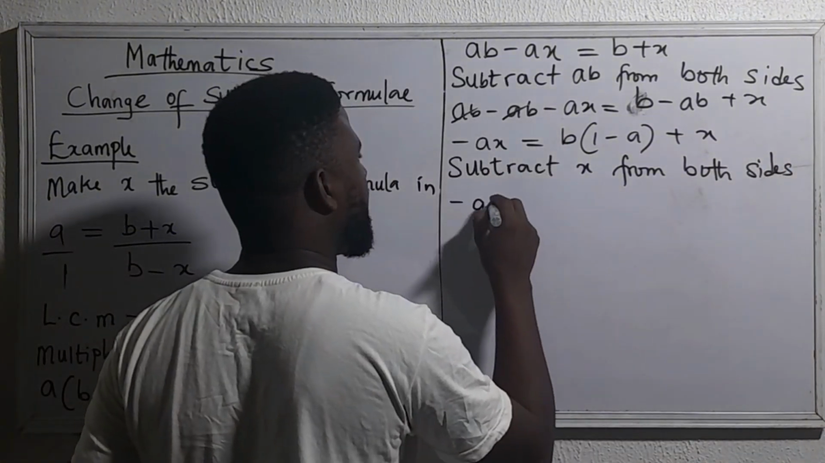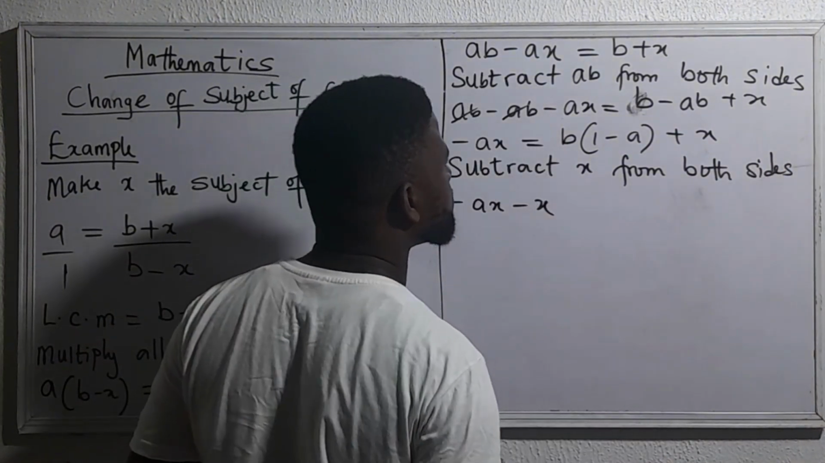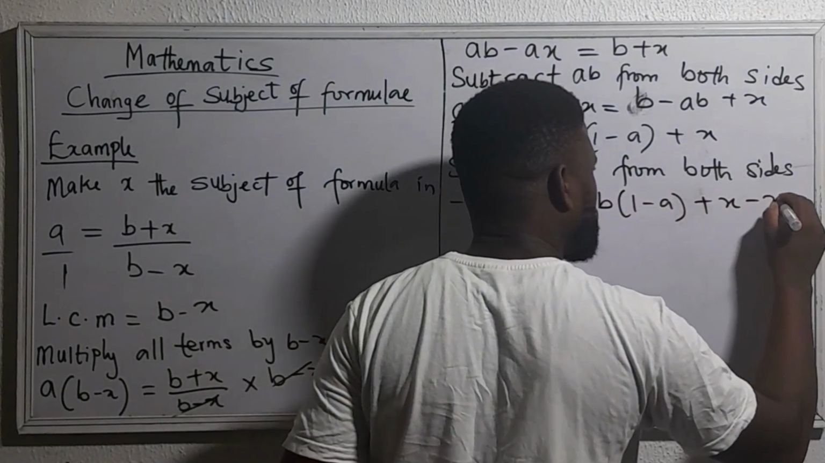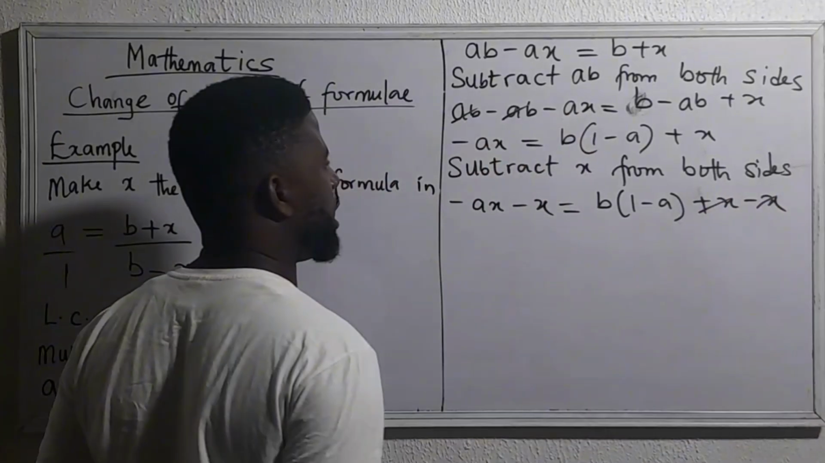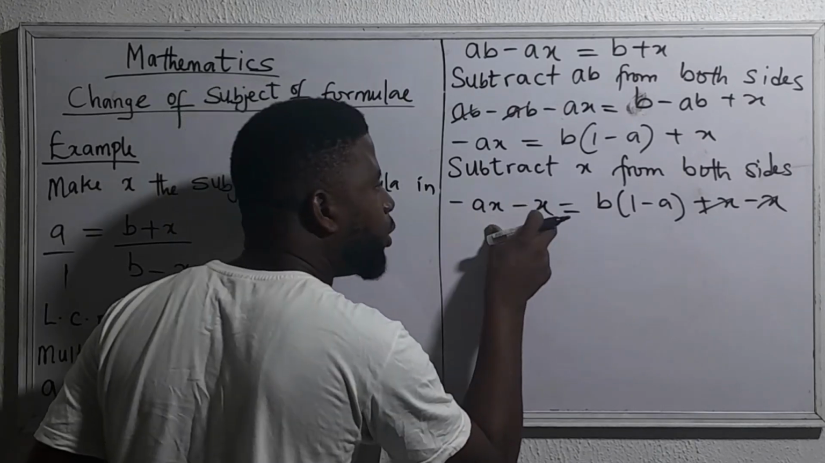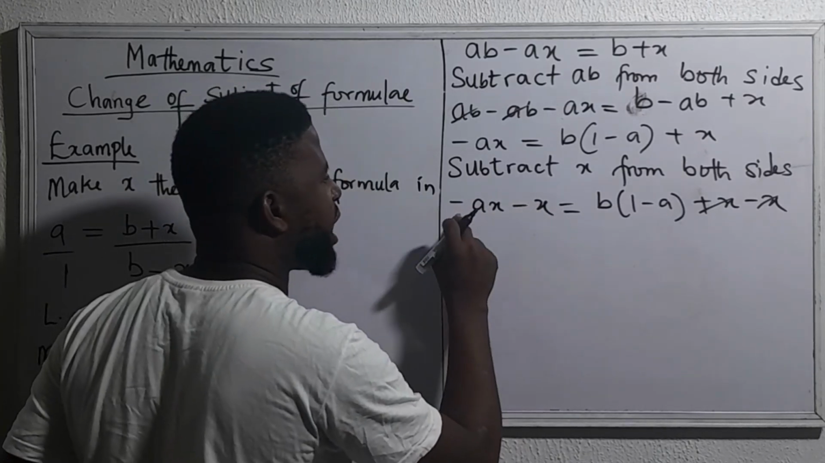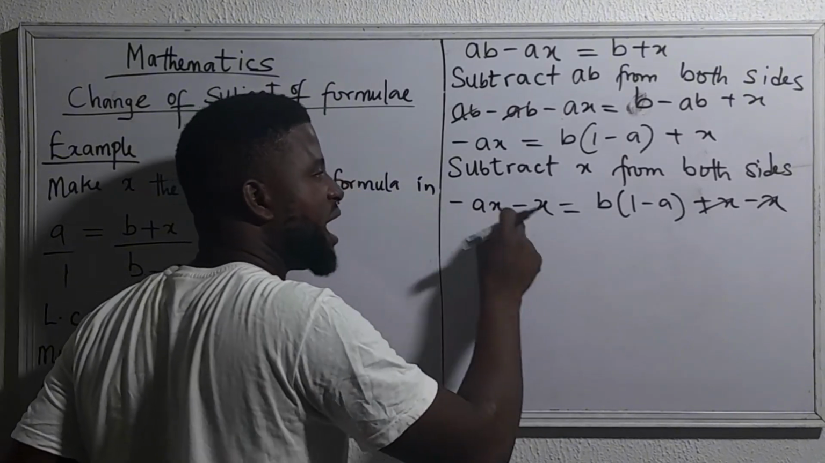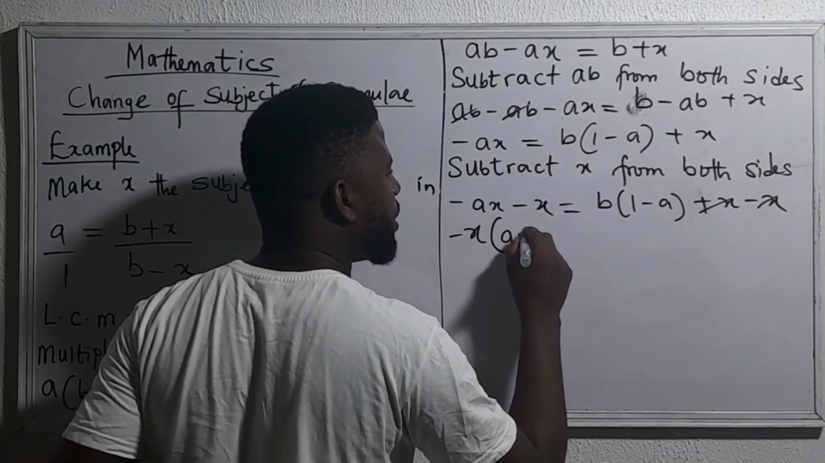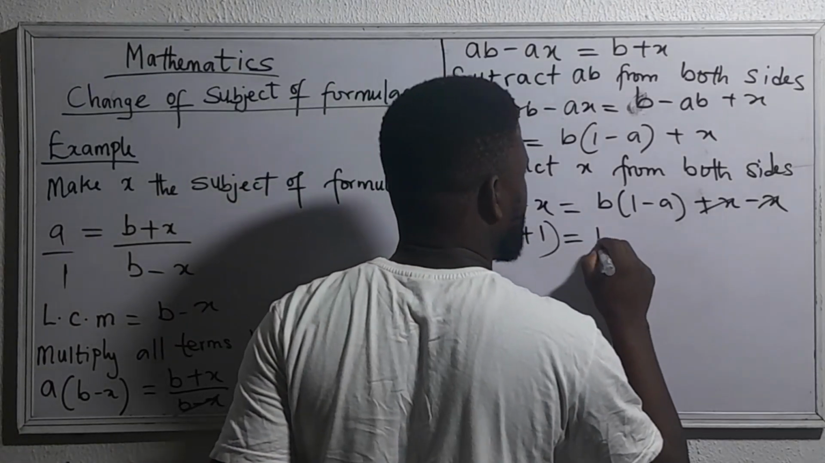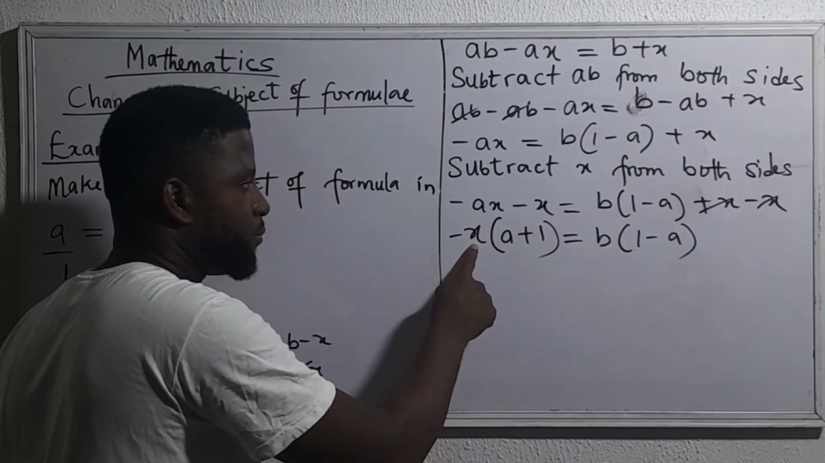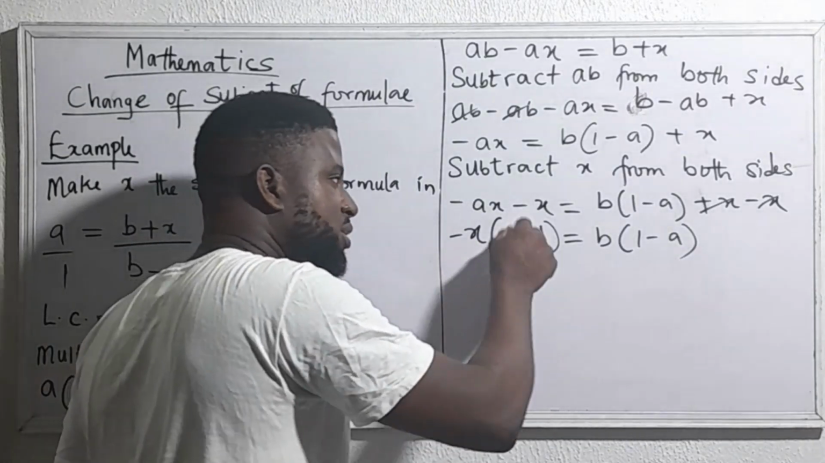So we have minus ax, we subtract x, equal b(1 minus a), then plus x, we also subtract x. Now, plus x will cancel out minus x. In this expression on the left hand side, we have x and minus x, that is minus x is common between these two. So we have minus x, we have a left here, and we have plus 1 equal b(1 minus a). Now, we are looking for x, not minus x(a plus 1).